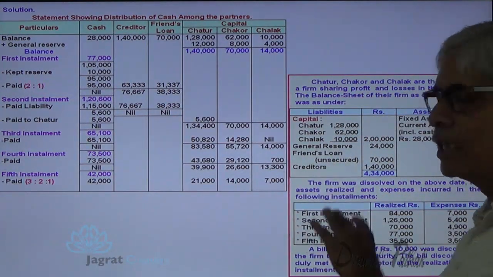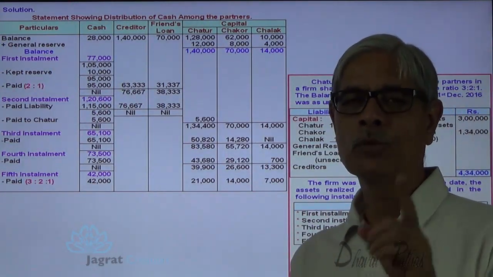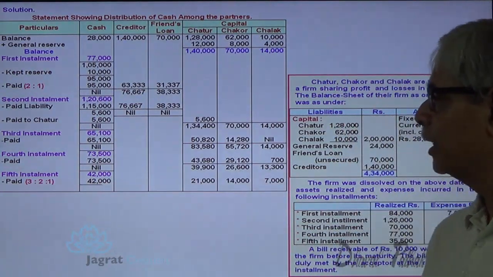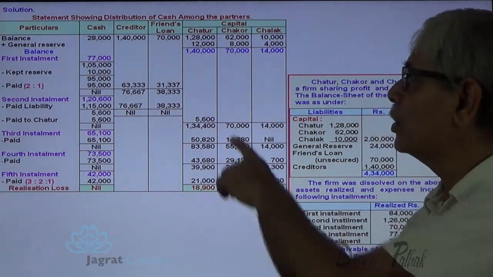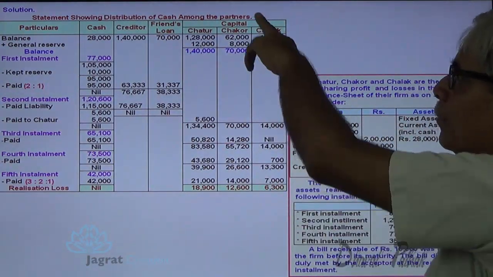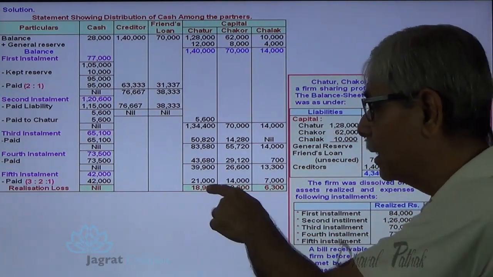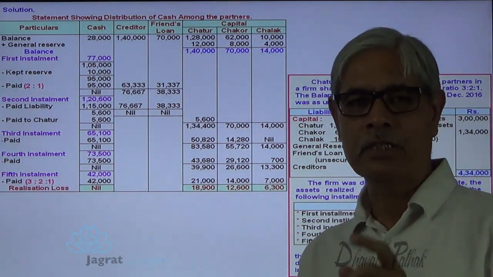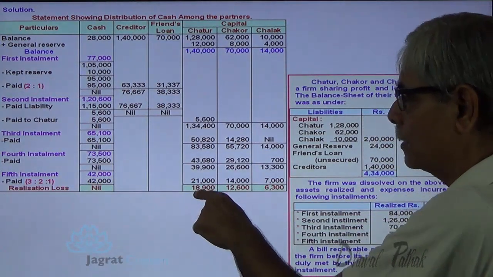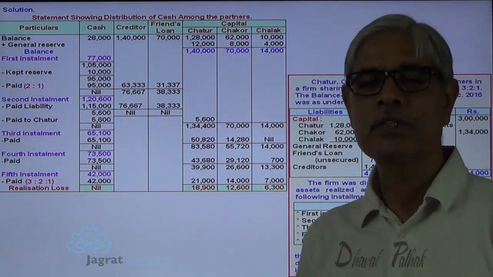Now, no further installments are going to be received. Dissolution is over. The amount that could not be paid to the partners is because of the realization loss. So here you will get the realization loss of 37,800. Share of Chatur, 18,900. Share of Chakor, 12,600. Share of Chalak, 6,300. Now remember, this loss is in the profit sharing ratio. Profit and loss sharing ratio is 3:2:1, and this realization loss is suffered by them in the ratio of 3:2:1. So this shows that our calculations are right.